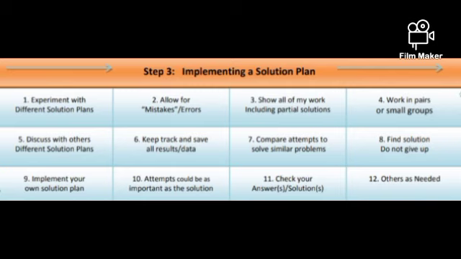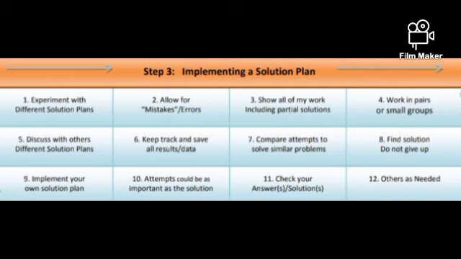The third step in the four-step solution to mathematics problems, or four-step solution to problem solving, is implementing a solution plan. And these are some of the strategies that you may try for this step 3.